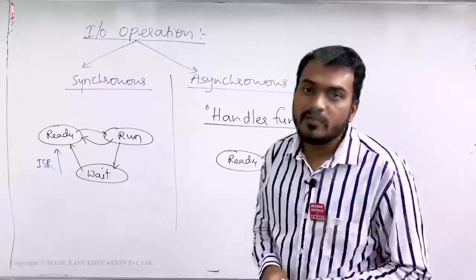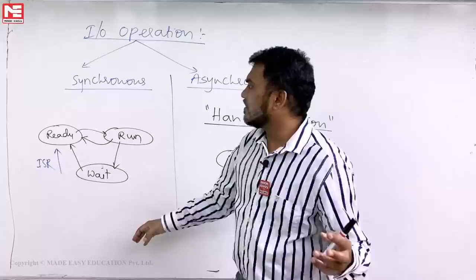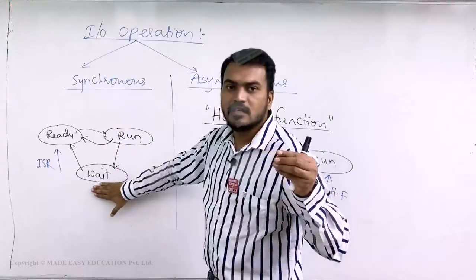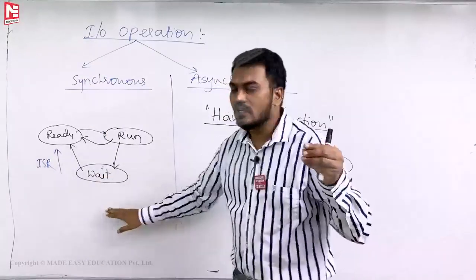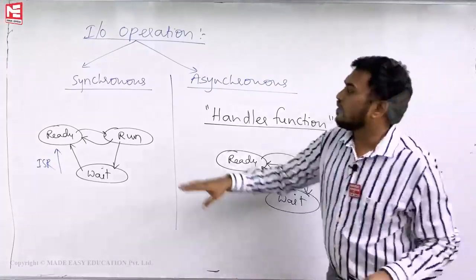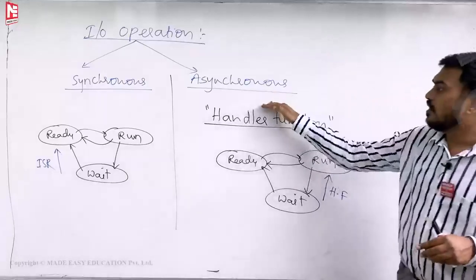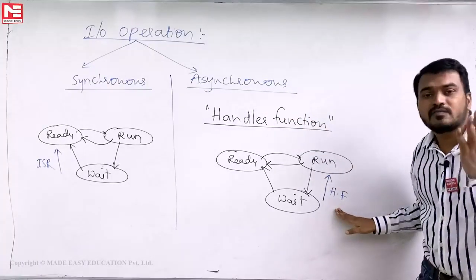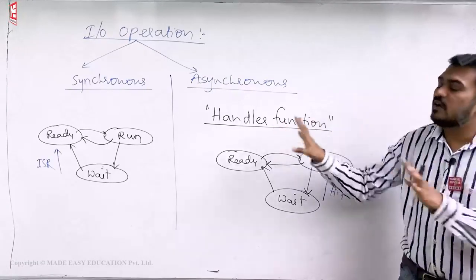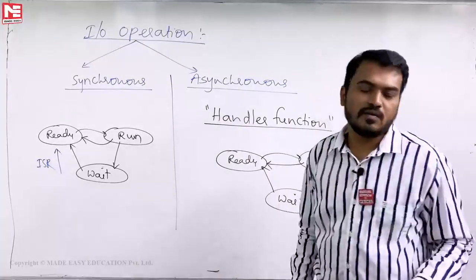Is that clear? So now tell me, if you observe, what are the major differences here? In synchronous IO, the process will be placed in the block state. In asynchronous IO, the process will not be placed in the block state. In synchronous IO, you are using what? ISR. And in asynchronous IO, you are using what? Handler function. Is that clear for everyone? So these are the major differences between synchronous and asynchronous IO.